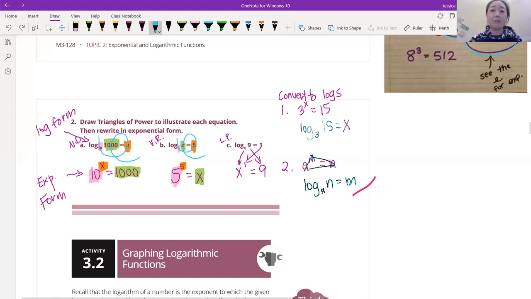Or if you want to do the triangle, a to the m is equal to n. It's going to go in the ABC form in the opposite direction, the inverse, right? So log base a of n is equal to m, which is the exponent. Because what are logs? Exponents. All right, that's the end of the lesson. So we'll go on and do more. The graphing logarithmic functions will be tomorrow or the next lesson, whichever, I don't know when you're watching this.